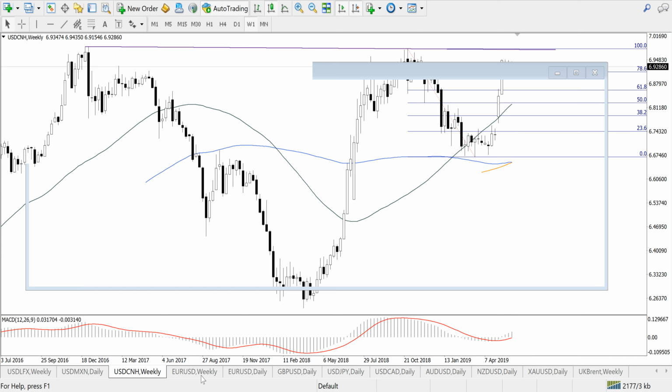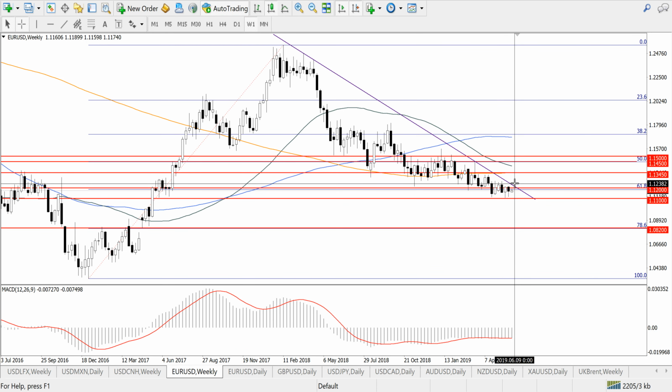The situation didn't change much on the euro-dollar weekly chart. Once again, the euro is trading between the levels of 1.11 and the area of 1.1250. 1.11 is a major support. A decline below this level will make us target 1.10 and potentially significantly lower levels in the future.